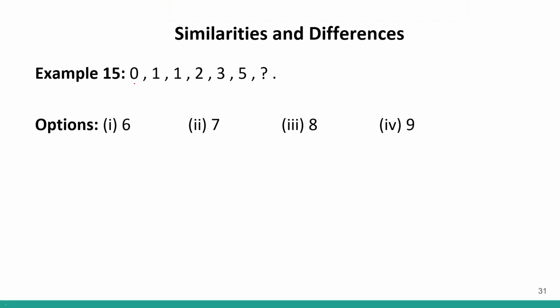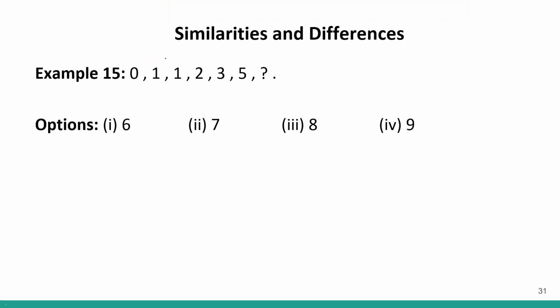Now, 0, 1, 1, 2, 3, 5. From here, we are adding 1. From here, we are adding 0. Here again 1. Here again 1. Here I'm adding 2. So I cannot make out a logic. Right? If I check with multiplication also, if I multiply anything by 0, I'll get 0 only. So multiplication is also not a logic that is being used.